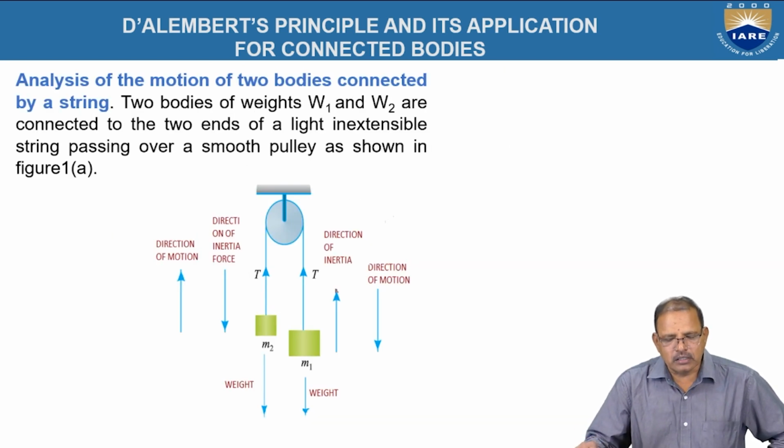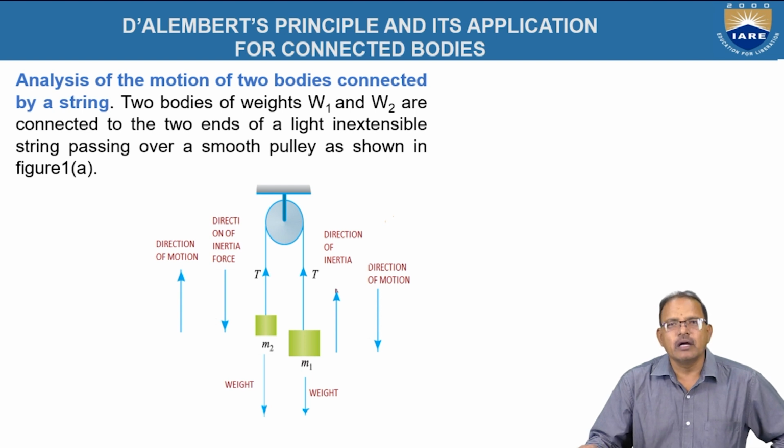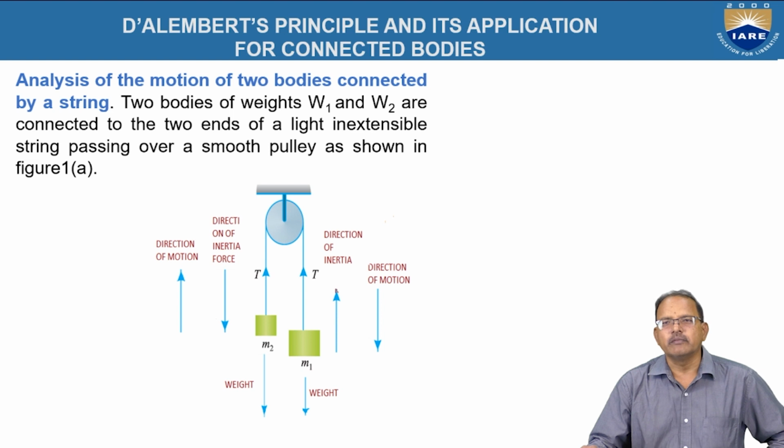Similarly, D'Alembert's principle can also be applied to pulleys. Here the two bodies are there, W1 and W2, connected together by a string and passed over the pulley as shown in figure. We can determine the velocity with which the body is moving, or the tension in the strings, by applying D'Alembert's principle.